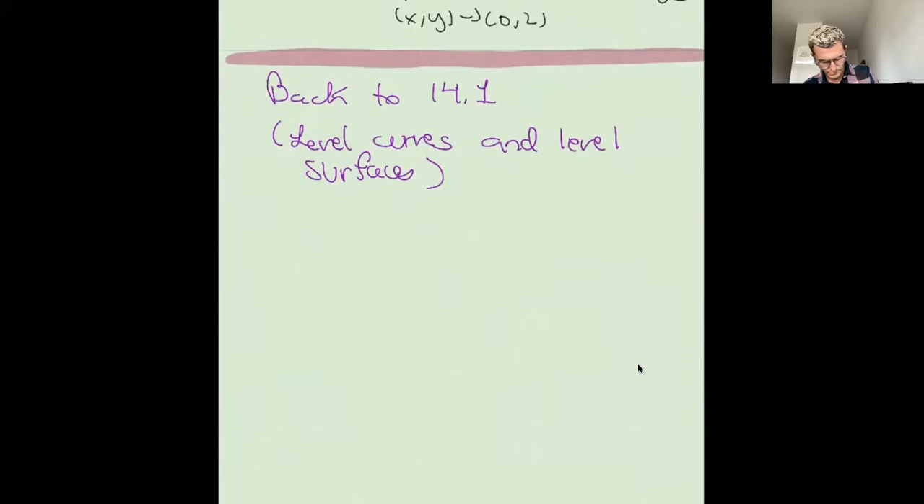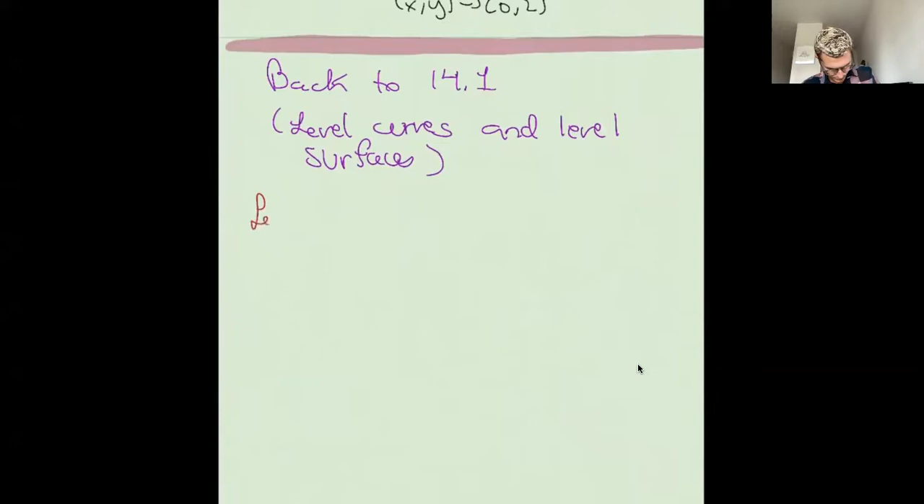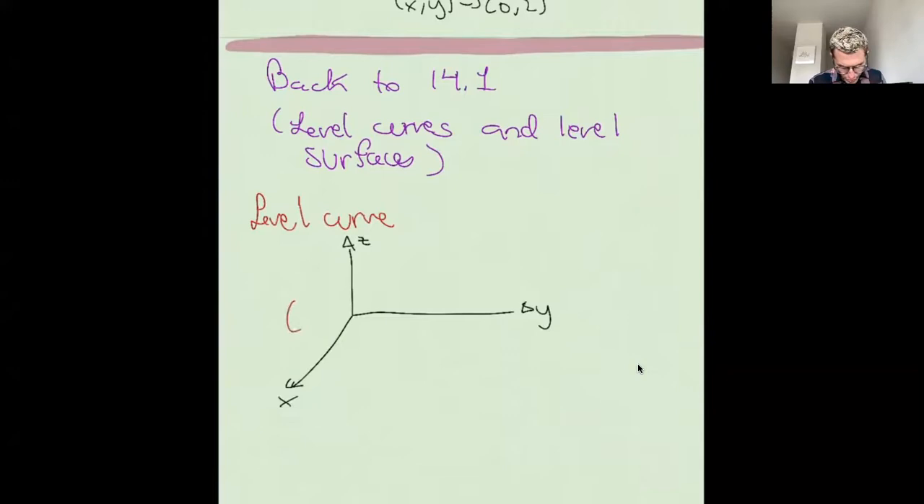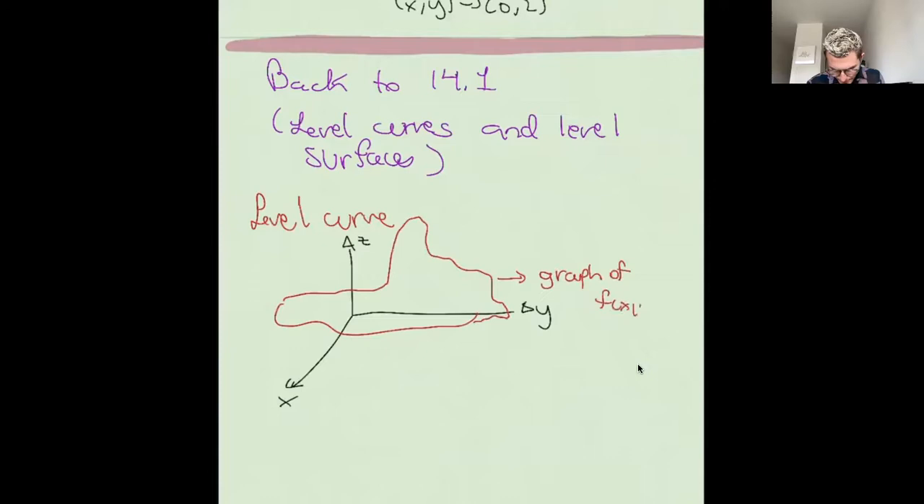So the idea of a level curve is what I just drew there. You have a function of two variables, and then you have the graph. And again, the graph, you think of it as some sort of membrane or surface. So this is the graph of f of x comma y. And a level curve is the value at height c, right?